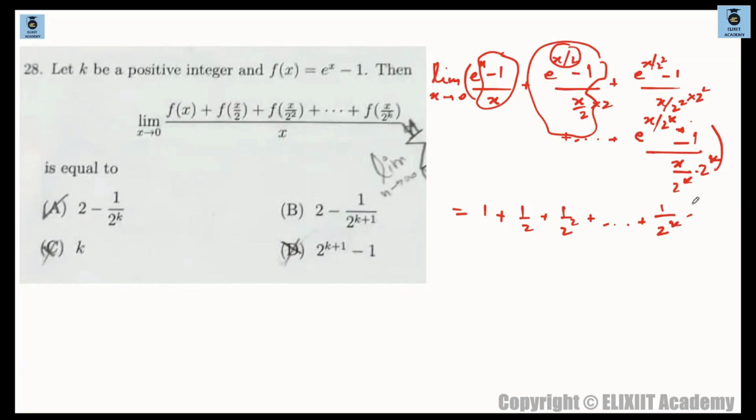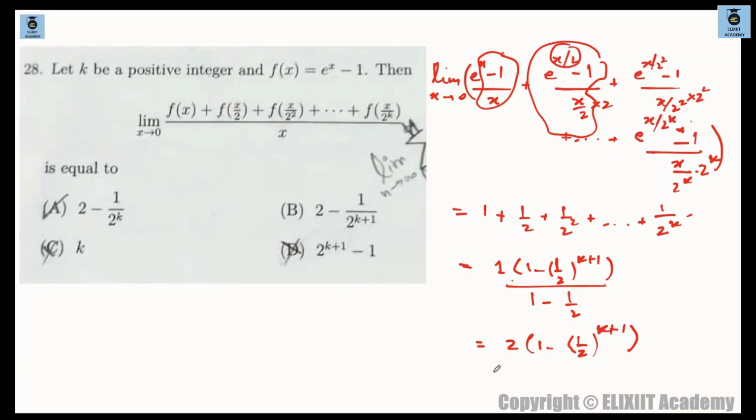Right? So here, what is this? A GP. Right? A GP is there. So 1 times of 1 minus half raised to the power of k plus 1, because there are k plus 1 terms starting from 0 to k. So 1 minus half. So this becomes 2 times of 1 minus half raised to the power of k plus 1.